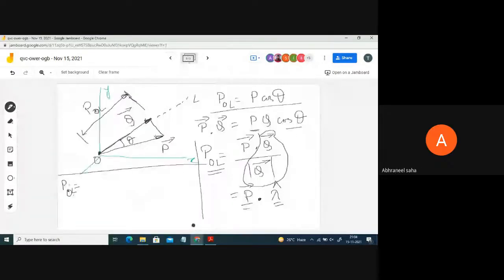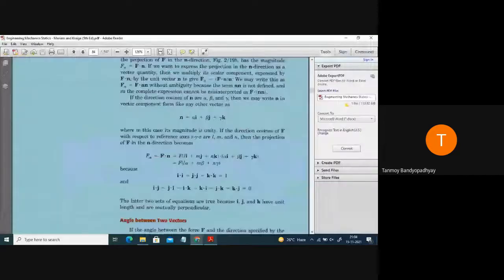So either you can take OL to be a direction, or you can take it as a vector. You just find out a unit vector in the direction of q. That is what is done in this book actually. So let's do some problems, so the things will get clearer.